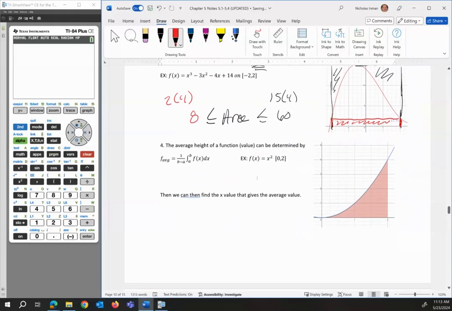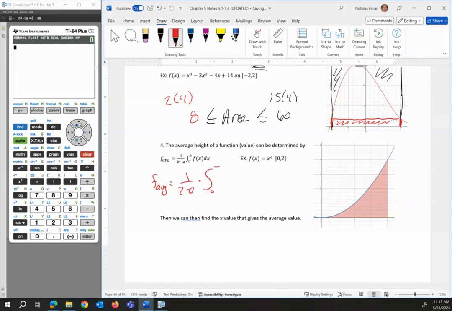Last but not least here, we can find the average height of a function, the average value of a function. The way we do that is we do 1 over b minus a times the integral, the area of our function. So let's find the average y value of the function x squared on the range 0 to 2. So f average is 1 over b minus a, 2 minus 0, times the integral from 0 to 2 of x squared dx.